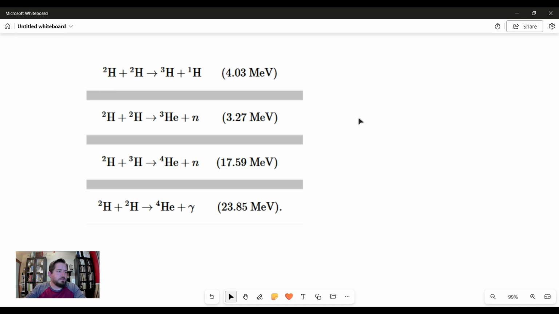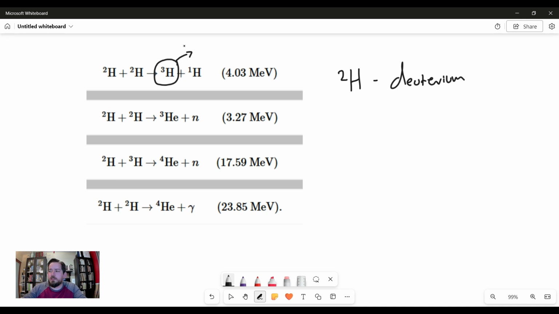This H2 is called deuterium. There's an H3 here. It creates tritium. I don't know how to say it. Tritium. But this guy right here is found on Earth. It's just a hydrogen that has a neutron stuck to it.